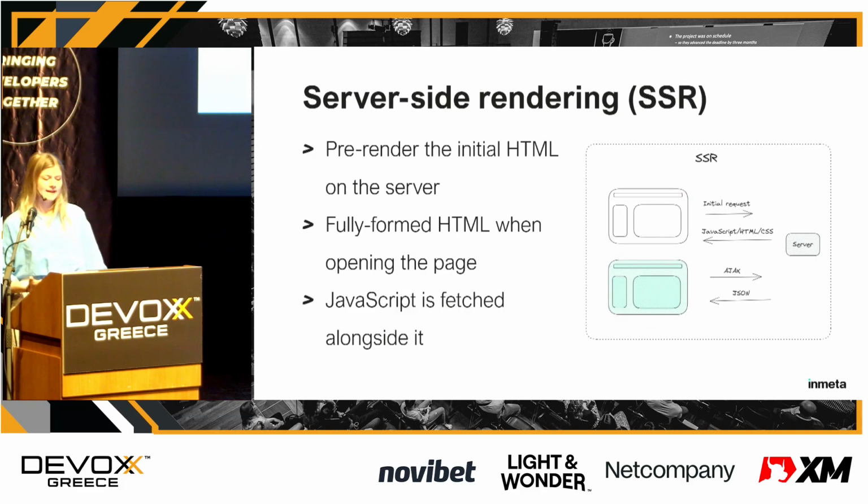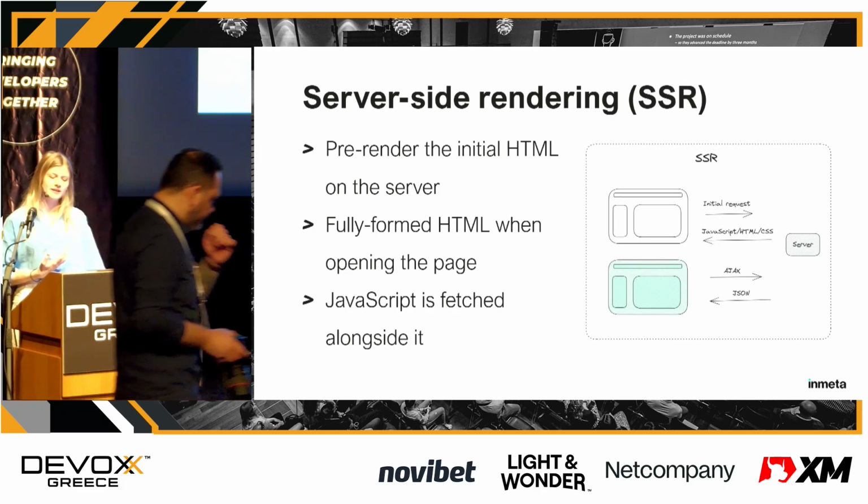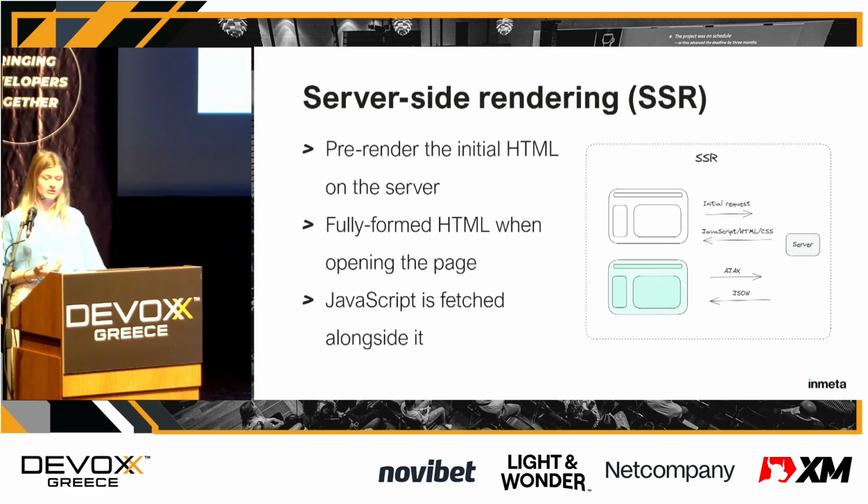This brings us to SSR, which combines the advantages of an MPA and an SPA. Instead of generating the entire application on the client from the JavaScript bundle, server-side rendering means that you pre-render the initial pages on the server and then send them on demand.